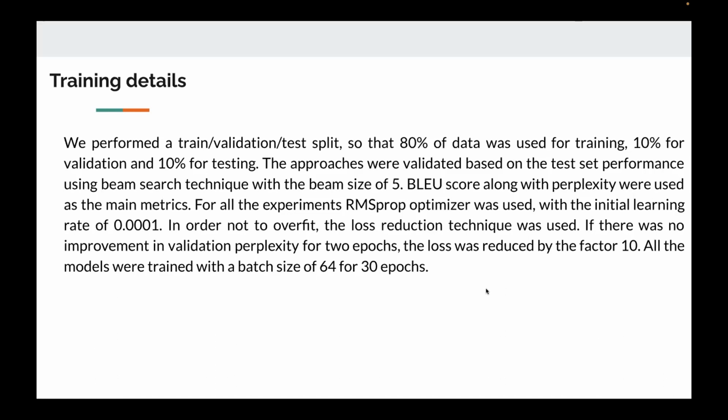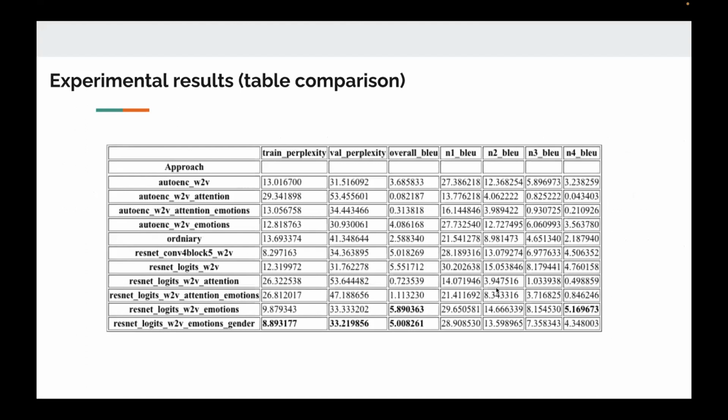So here are the experimental results from the table. I won't take long discussing the results right now because you can read them and all the discussion in the paper. But the interesting thing is that what worked out is the usage of ResNet logits. Logits is the last dense layer right before softmax of any neural network, with word2vec embeddings and emotion and gender features. As you can see, it gained the best results on all the splits, because overall BLEU is actually on the test data. And we stuck with this approach for showing the actual results.